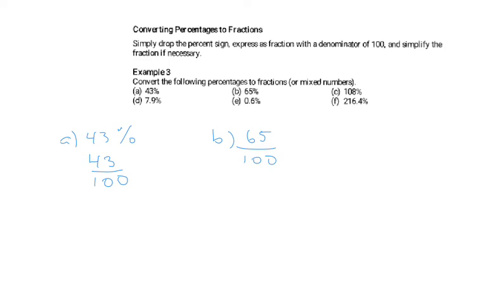And since I know that 5 goes into 65 and into 100, I'm going to divide the numerator and the denominator by 5 and get 13/20ths. Question C, 108% gives me 108 over 100, or 1 8/100ths. And I want to reduce that, so I'm going to divide the numerator and denominator by 4, so I'll have 1 2/25.